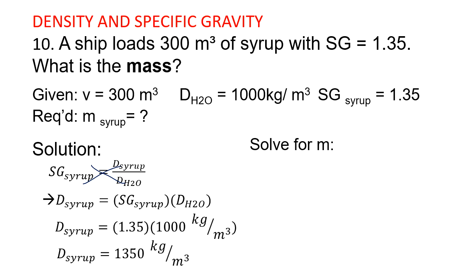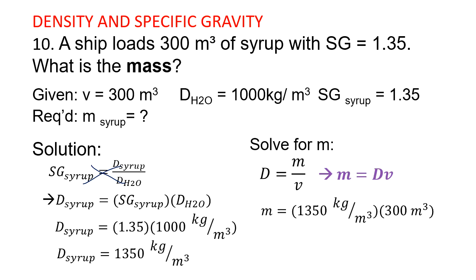From there, let's solve for the mass by transforming the formula for density. So we get mass equals density times volume. So to solve for mass, we have density, which is 1,350 kilograms per meter cube, times the volume, which is 300 cubic meters. Again, we multiply, and meters cube will be cancelled. Hence, we get mass, which is 450,000 kilograms.